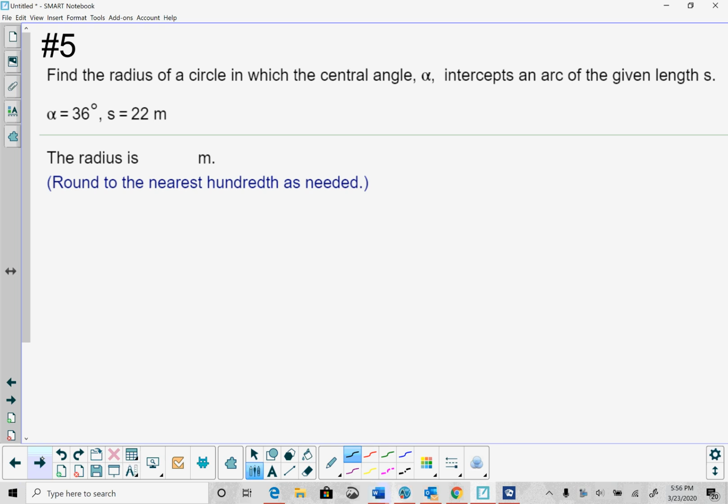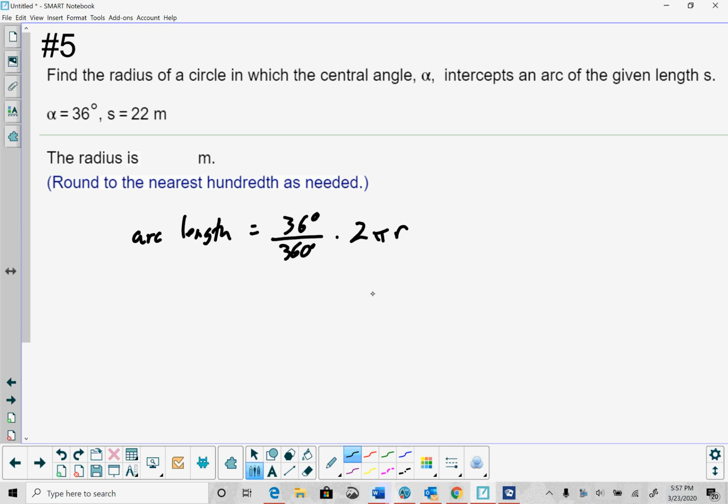Number 5, find the radius of a circle whose central angle alpha intercepts an arc of the given length, S. Well, okay, so now our formula here for arc length is just going to be, again, arc measure. So that's 36 degrees, always divided by 360. But now times the circumference of the circle, 2 pi r.